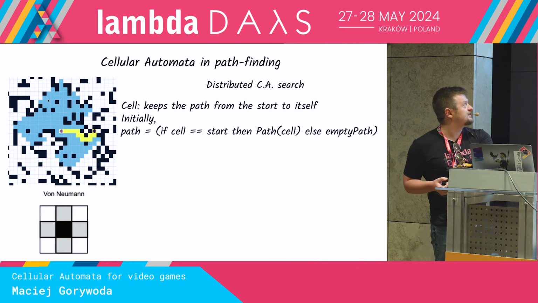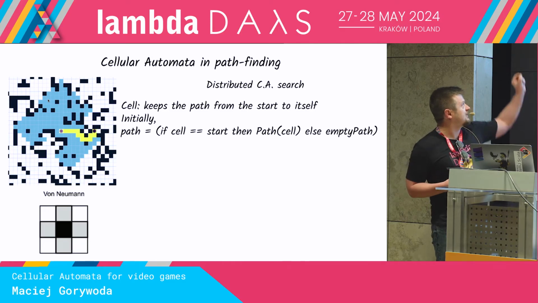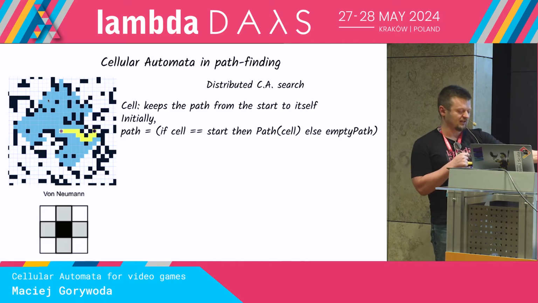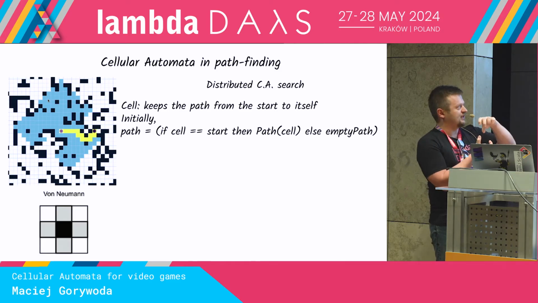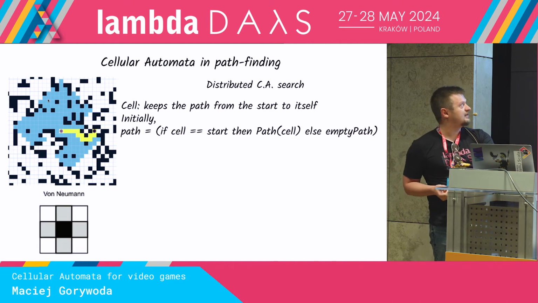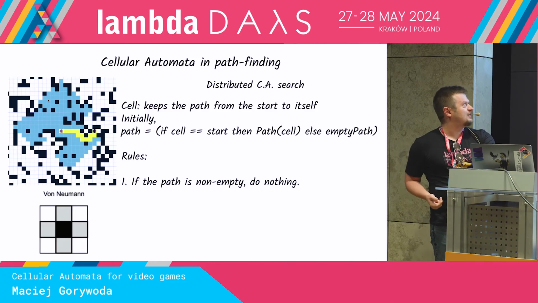This is a distributed search. So every cell keeps the path from the start, from this point to itself. At the end of the whole algorithm, we will just reverse it. And initially, the path is empty everywhere. So every cell on the board will have the path empty. But the start point will have its own path, the path of the start point will be itself.